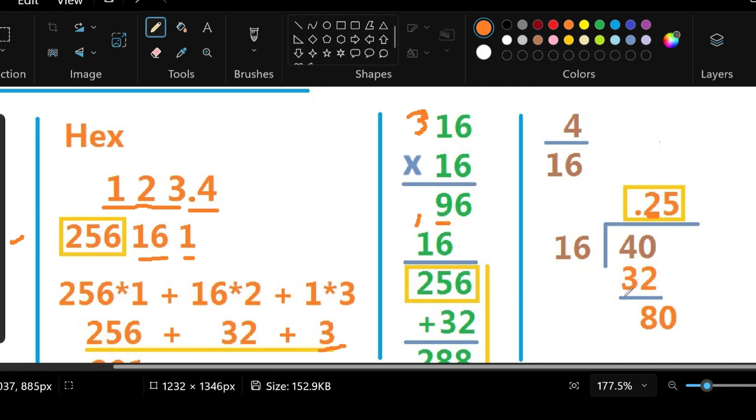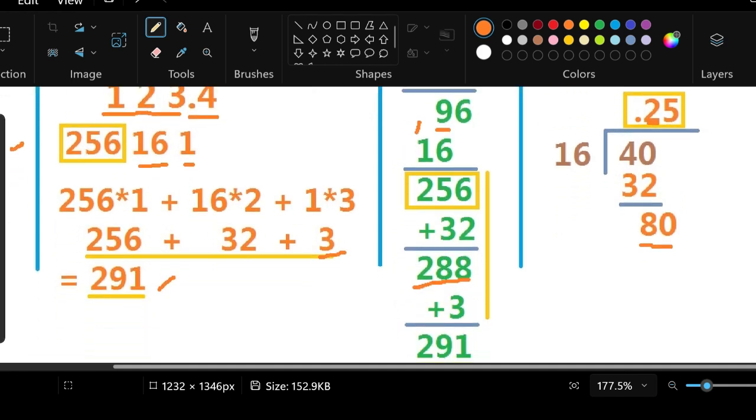And 2 times 16 is 32. Multiply 2 by 16 gets us 32. And then subtract 40 and 32. That's why 40 minus 32 gives us 8. And we can get another 0. And from there, I think that we should arrive with dot 25 if we multiply 5 and 16, because 5 times 16 is 80. All right, and from there we can arrive with dot 25.